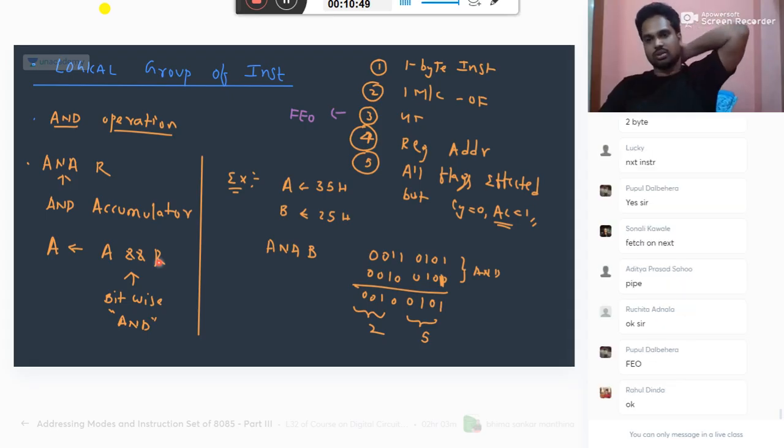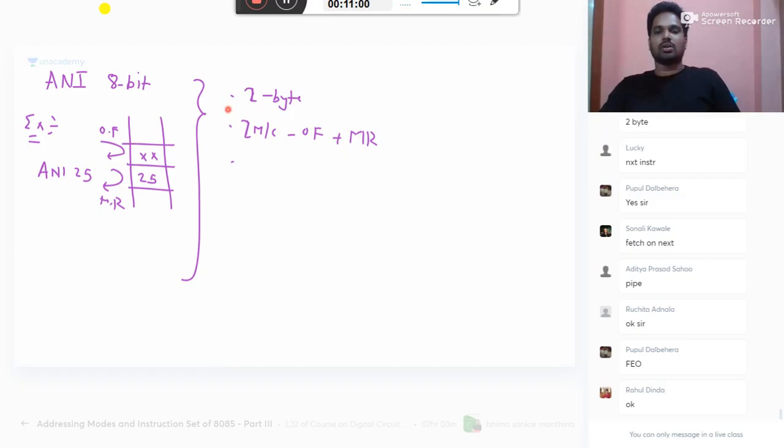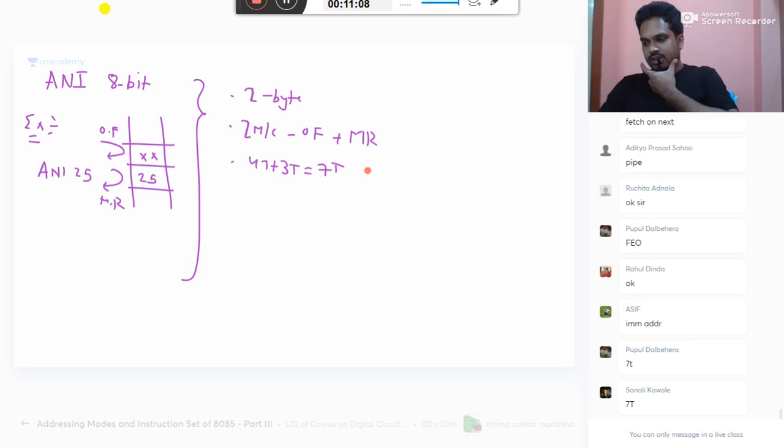How many flags are affected? No flag affected. Sorry, why no? The rule is the same. All flags are affected, but carry is equal to 0. Auxiliary carry is equal to 1. Shall we move to the next one?